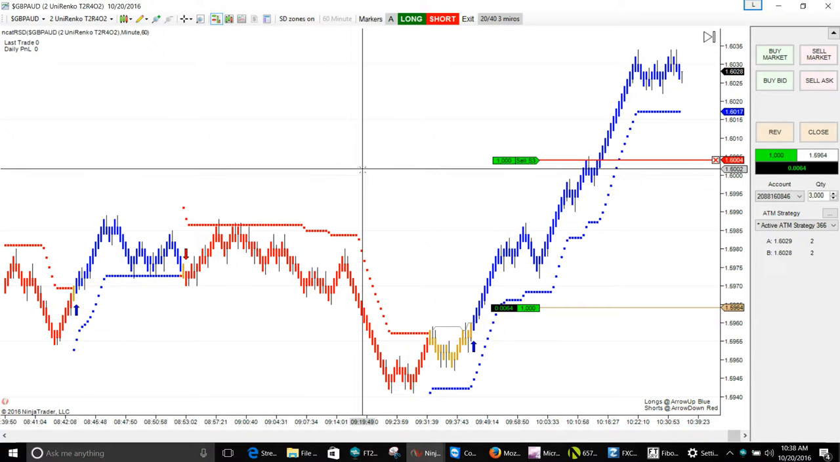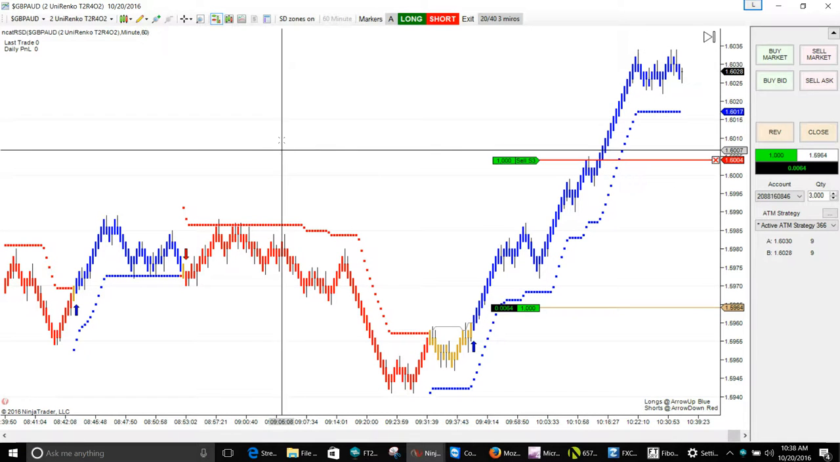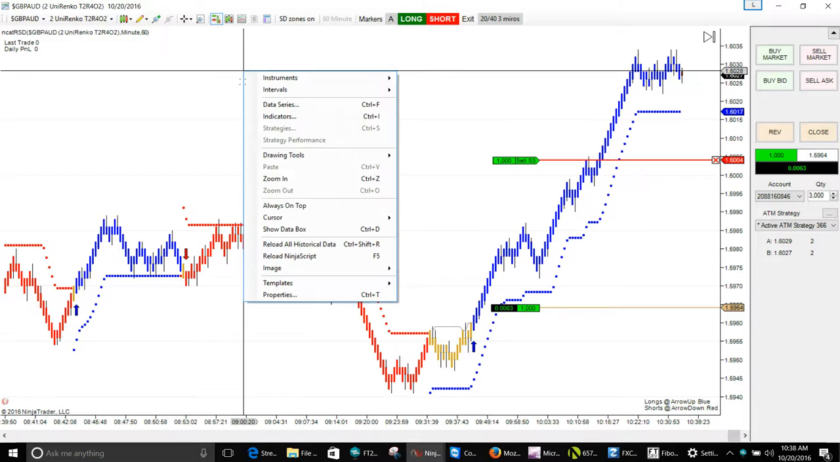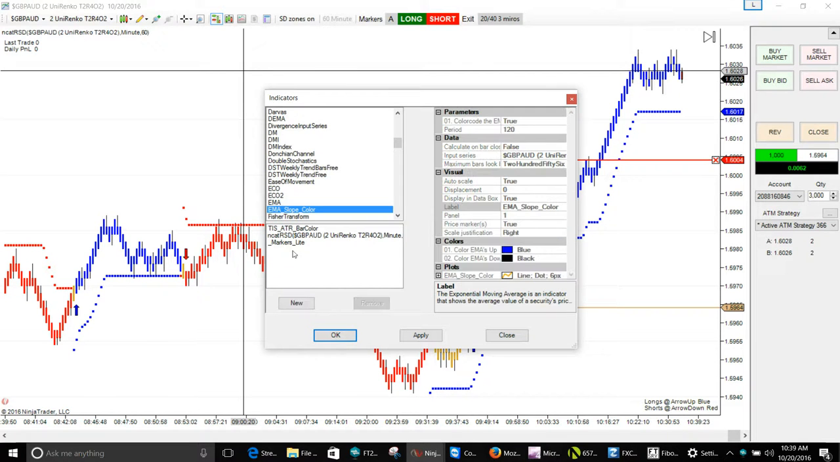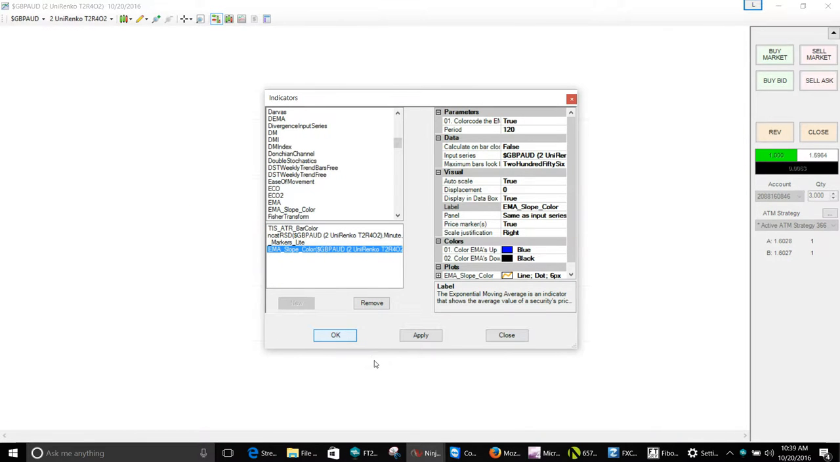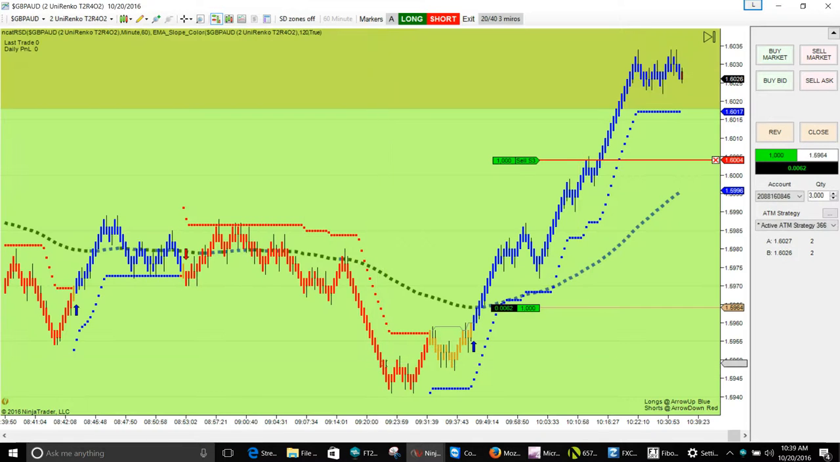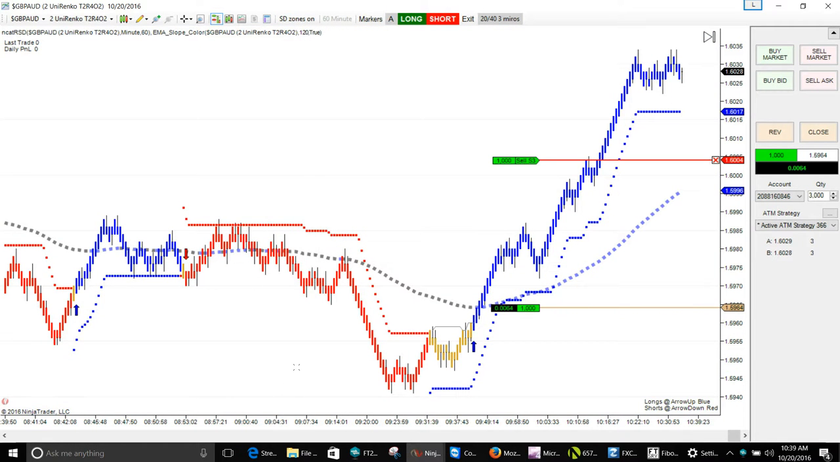Another way you can filter out which direction you should go is you can add an EMA slope color. So we'll go into indicators, and we're going to look for EMA, which is right here, slope color, and then go new, let's apply. And this one's a 120. Return this line, demand zone off, and it's a 120.